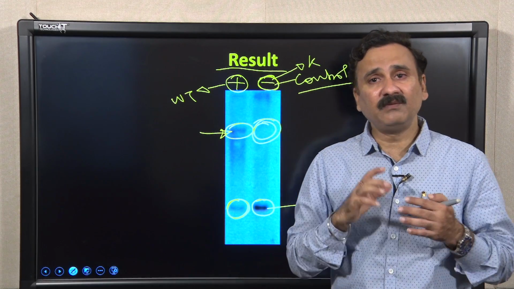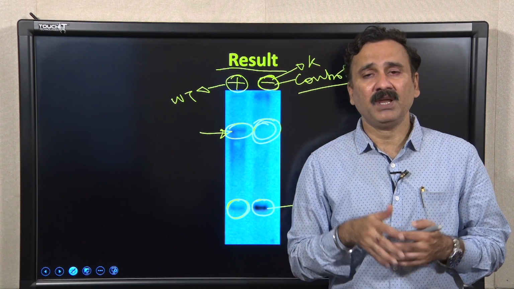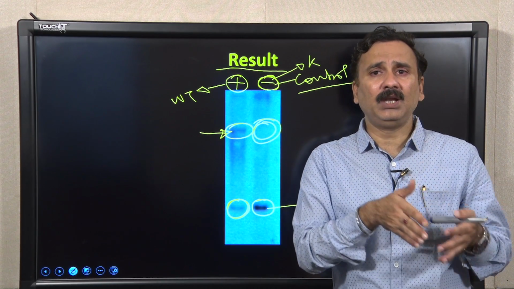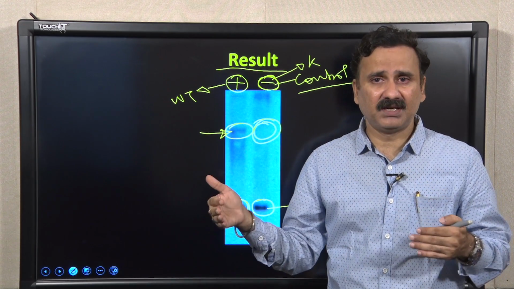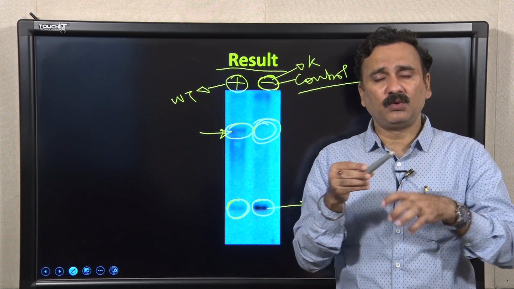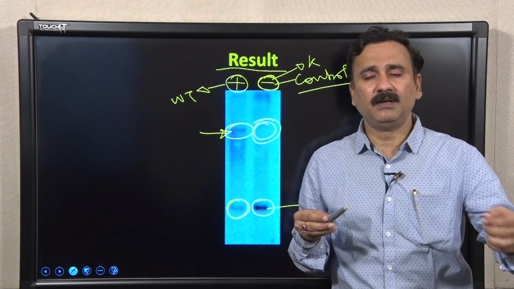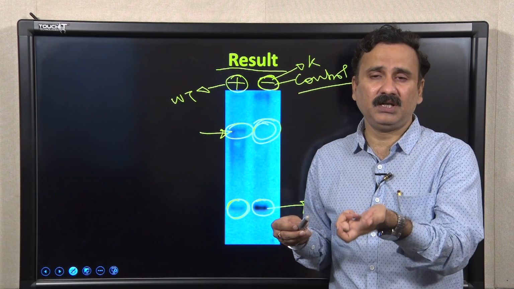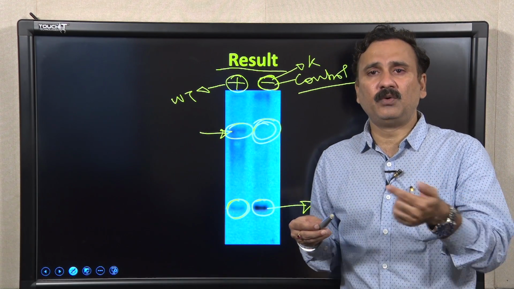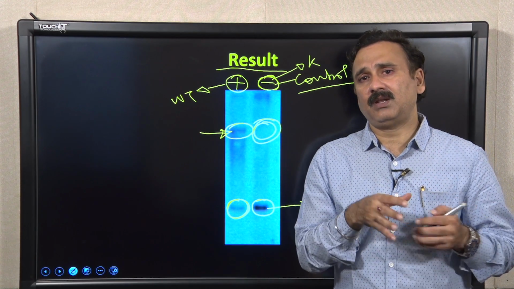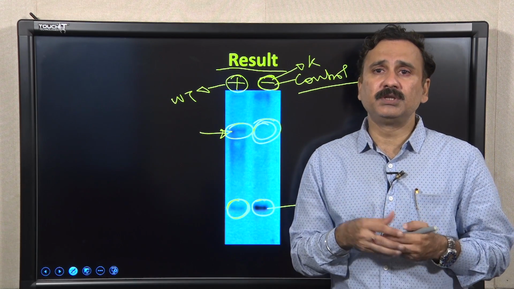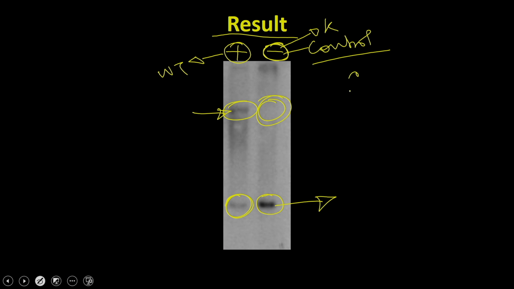So, this is one of the applications of the southern blotting where you are looking for a particular band appearance or disappearance. If you are doing a knockout of a particular gene, that gene is not going to be present in the genomic DNA, so that is going to be absent when you are doing the southern blotting. The other thing where the southern blotting is also being used is called the copy number.